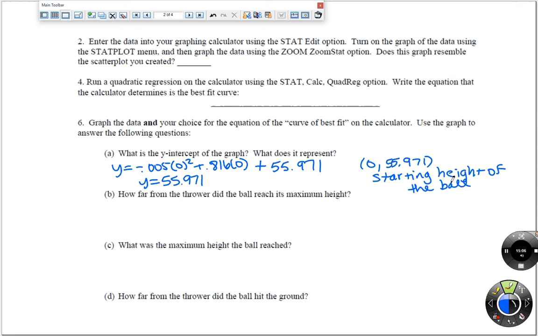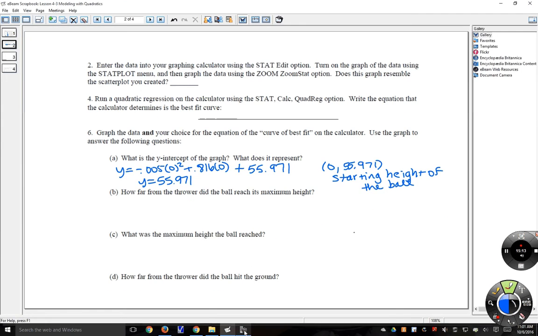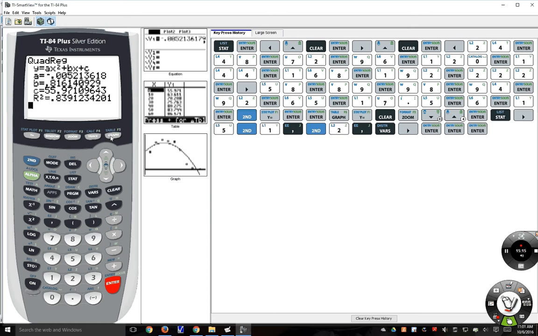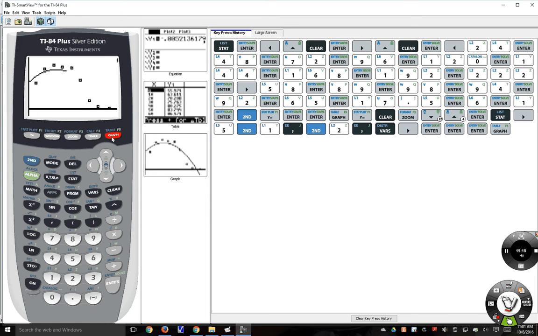Jonathan? So look back at your calculator visually. Which part of the graph represents the ball reaching its maximum height? Natalie? Good. The max of the graph represents where the ball reached its maximum height. So remember, on the graph, we can find the max by going second, calc, and choosing maximum. This will find the vertex for us.